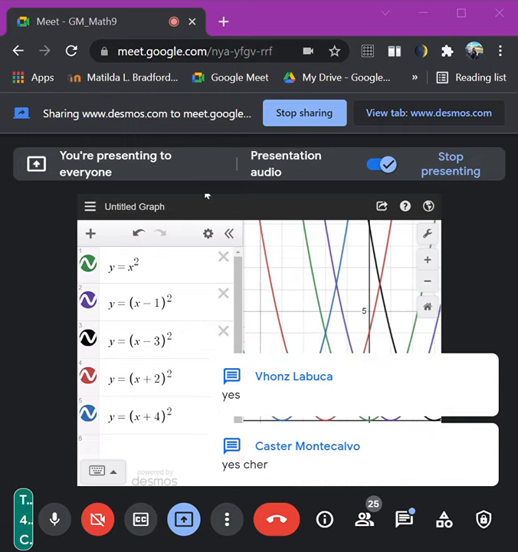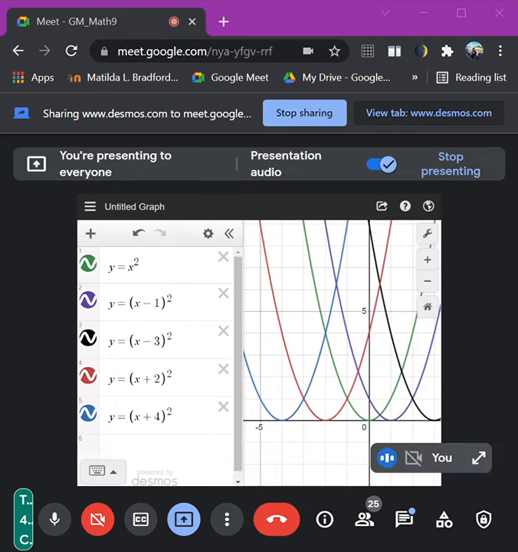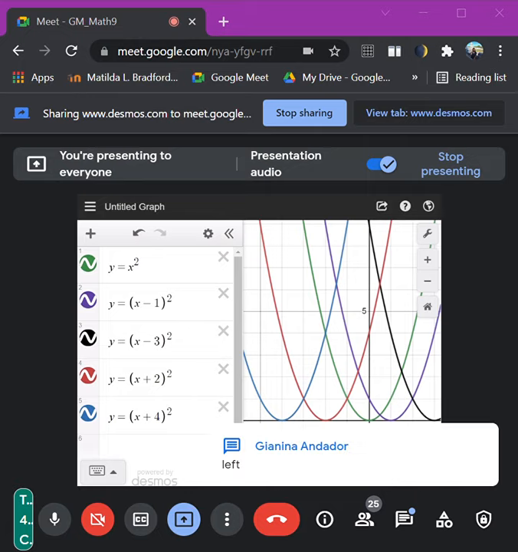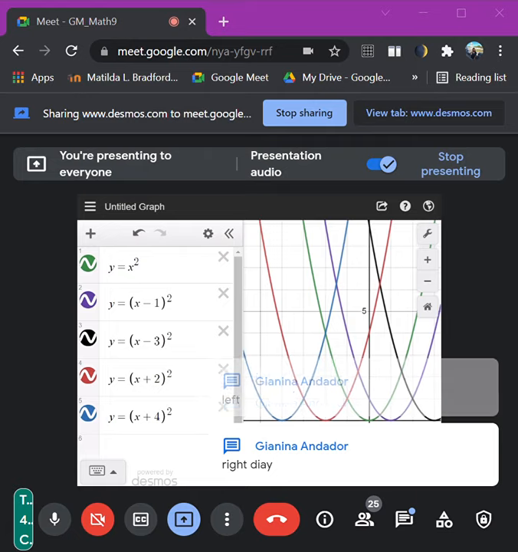Okay, very good. So, in our h, we can identify that if h is positive, where is the movement, class? If h is positive, to the right. Very good. How about if negative? To the left.